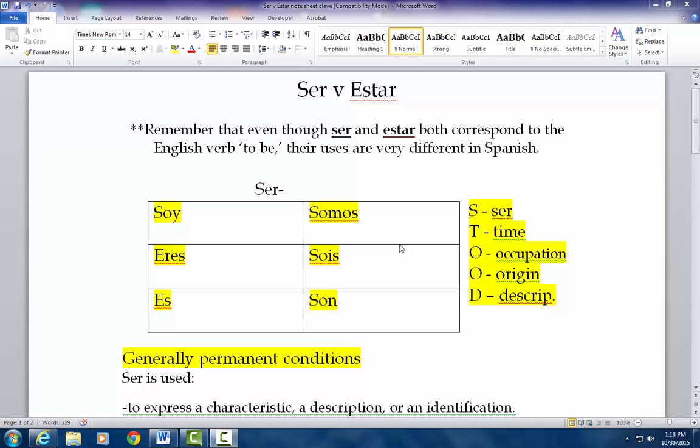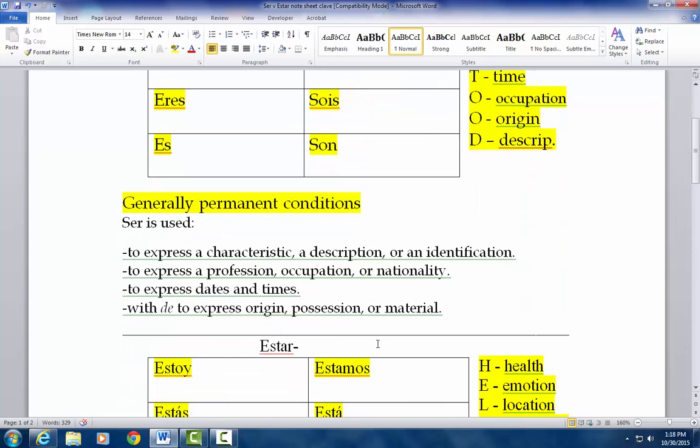Please add the next line that SER is used generally for permanent conditions. For example, she is tall. Usually once a person is tall, they're going to stay tall. Some things may be arguable, such as she is beautiful. Well, maybe that doesn't stay true as she grows older, but let's just play along and say permanent descriptions are generally considered permanent conditions that are going to take SER.